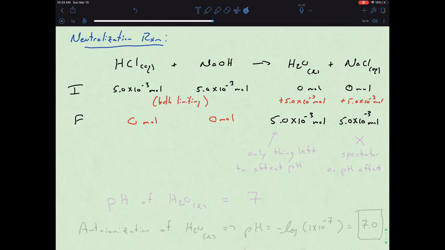The salt, the sodium chloride, is never going to affect pH, right? So this is a spectator, right? This is no pH effect. And the only thing left to affect pH would be the actual water. There's no hydrochloric acid left over. There's no sodium hydroxide left over. And so we just have this mole value of H2O.